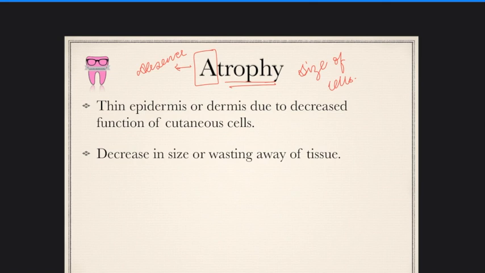Now, absence in the cell size, like if there is some morphological defect in the size of a cell, this results in thin epidermis or dermis due to decreased function of the cutaneous cells. If the cell size is decreased, ultimately the tissue will get affected. See, cells combine to form a tissue and tissues combine to form an organ. So cell is the basic unit of life. We all know that.